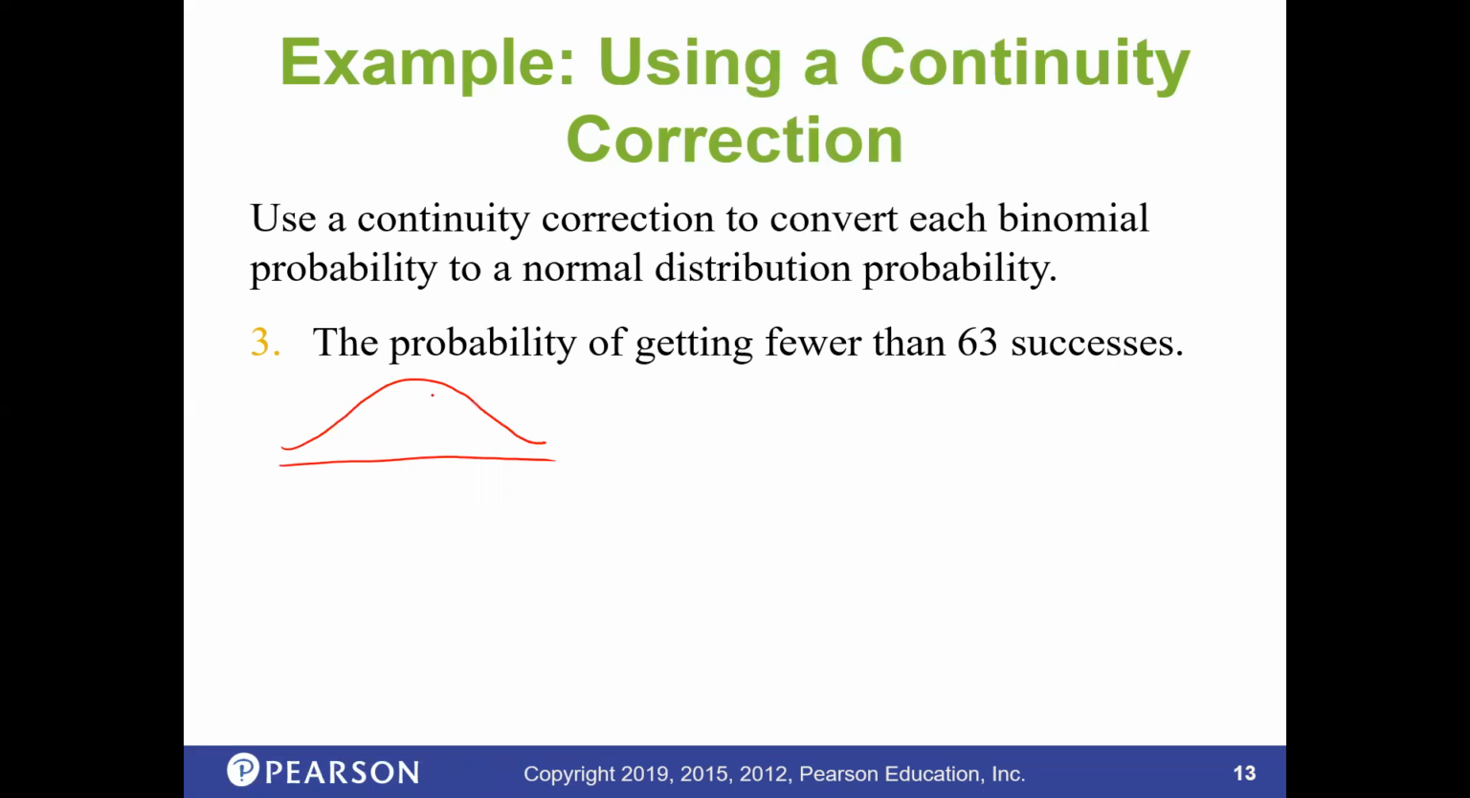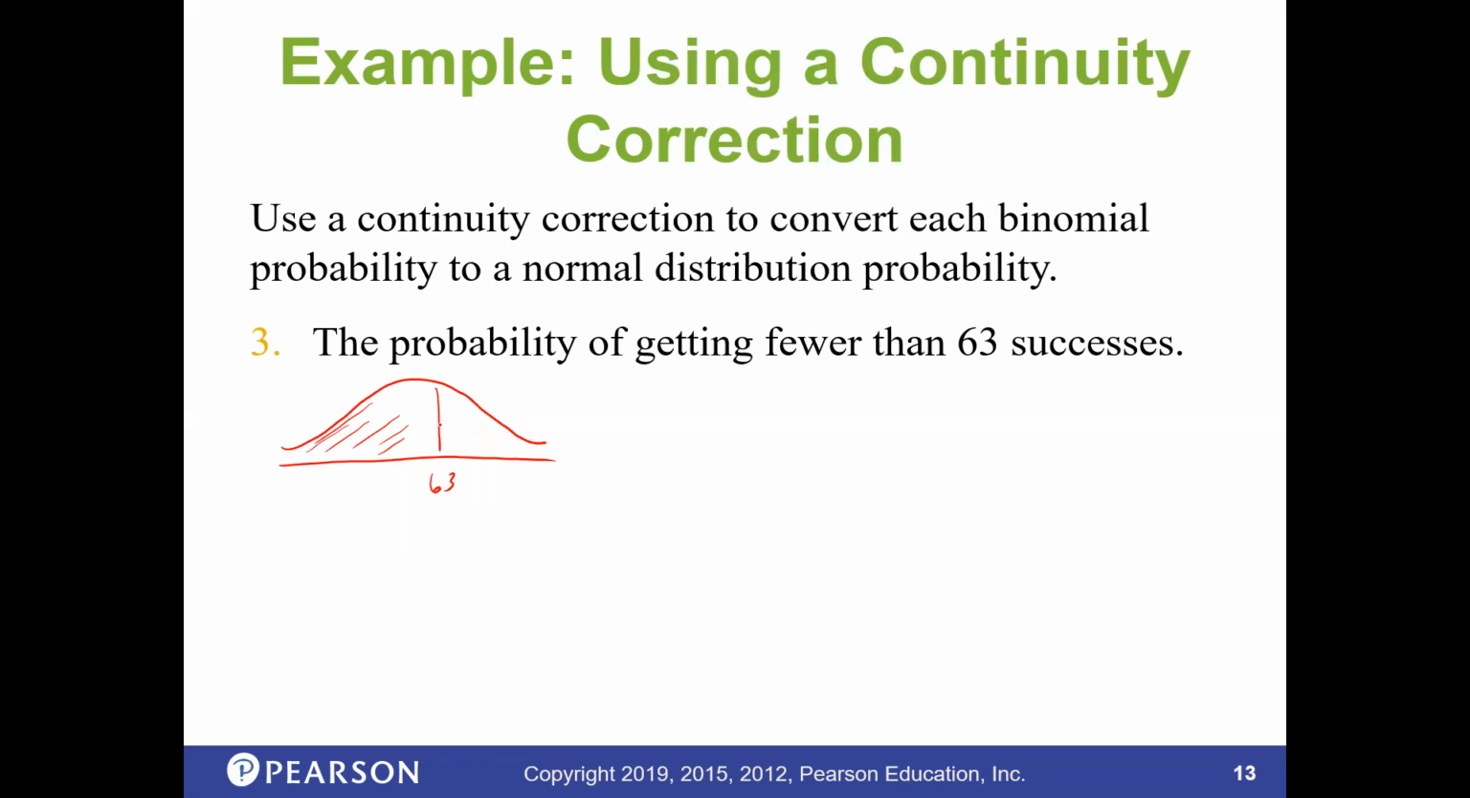And again, I have no clue where 63 is. I'm just going to put it right here. So in this case, what's the probability of getting fewer than 63 successes? So then what's my border here? So we want fewer than, right? If I want to go fewer than 63, and here's the weird punchline, I'm trying to go this way. I'm trying to get less than the 63.